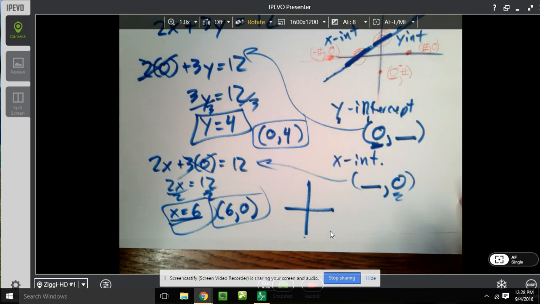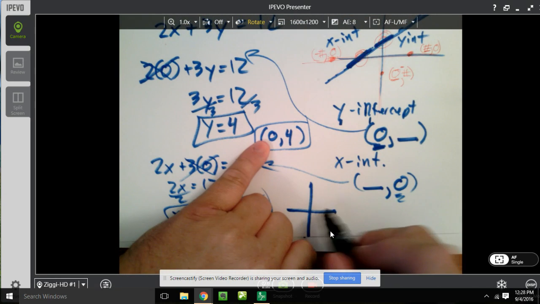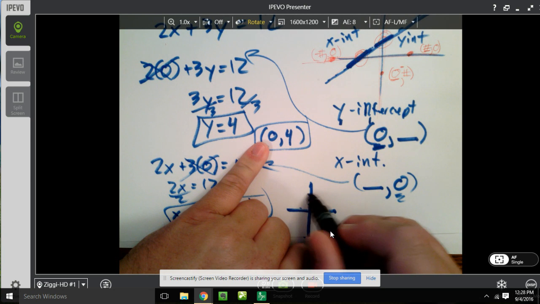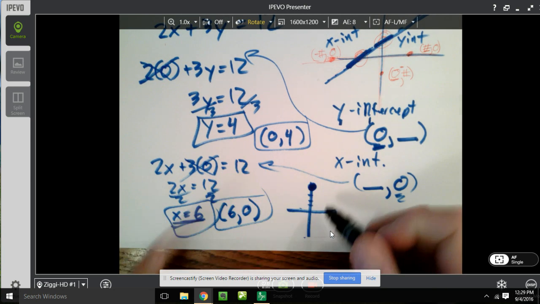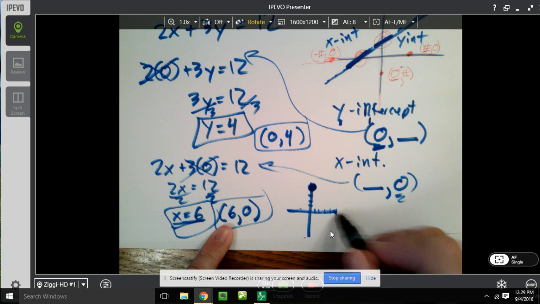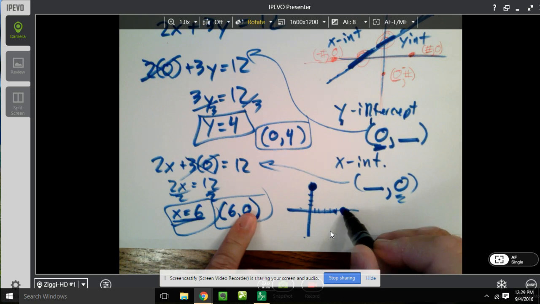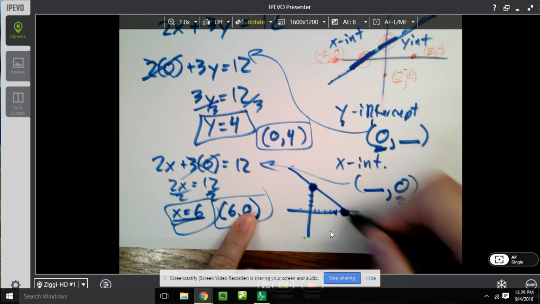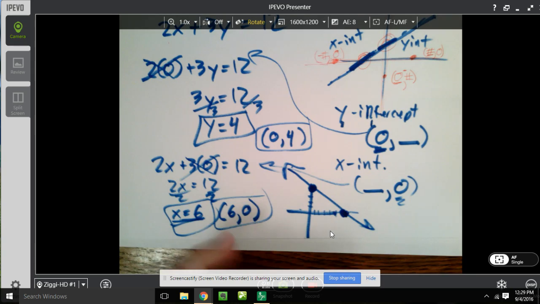Now, graphing them is super easy. For this one, I go left to right, nothing up: 1, 2, 3, 4. For this one, I go over 1, 2, 3, 4, 5, 6, and put a point, go up or down, nothing, and now I draw my line. So my line is graphed using the intercepts.